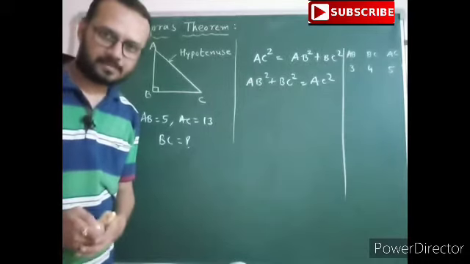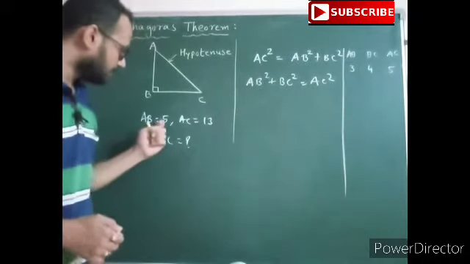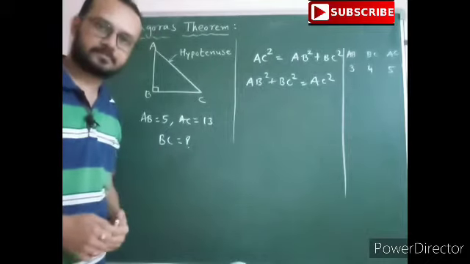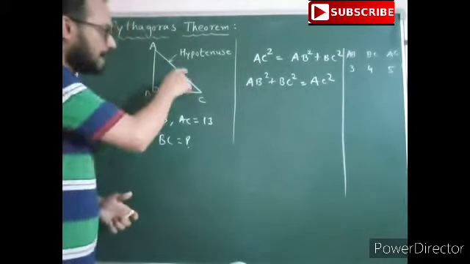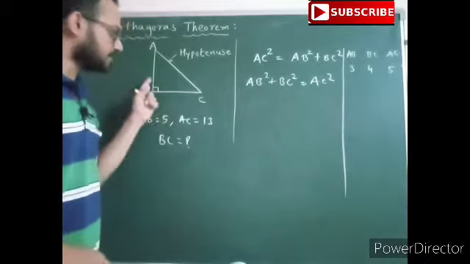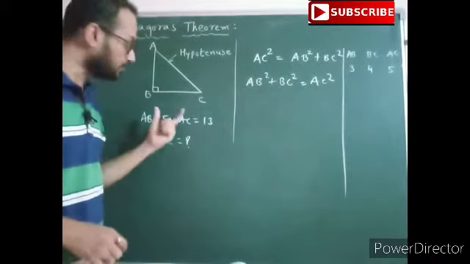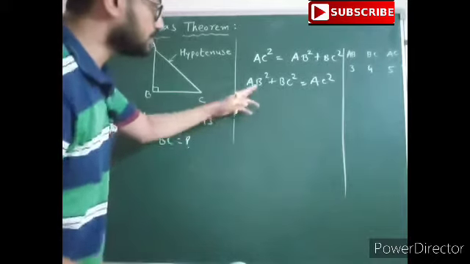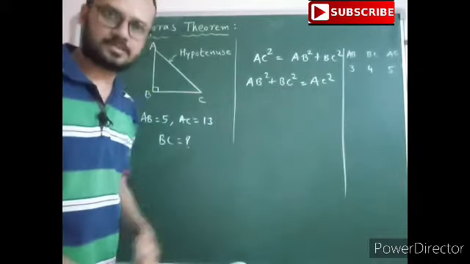If we take one more example in which we are given AB equals 5, AC equals 13, and we have to find BC. Now here hypotenuse is given and one of these two sides is given and we have to find the other side. Using Pythagoras theorem, we can use here AB square plus BC square equals AC square.